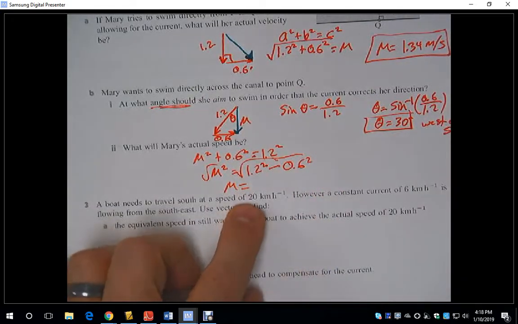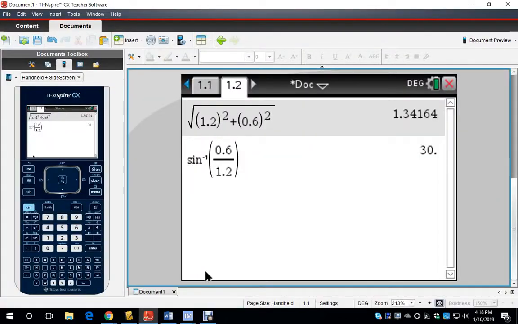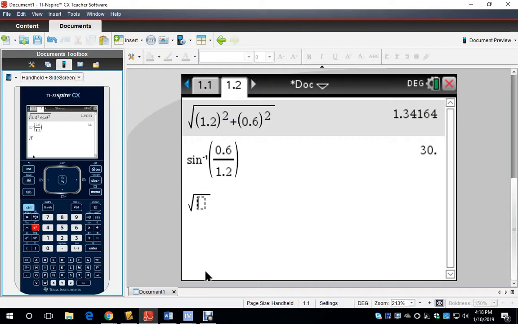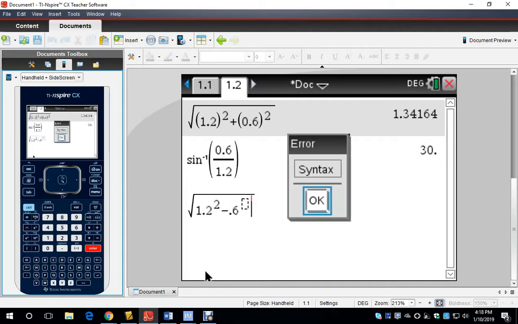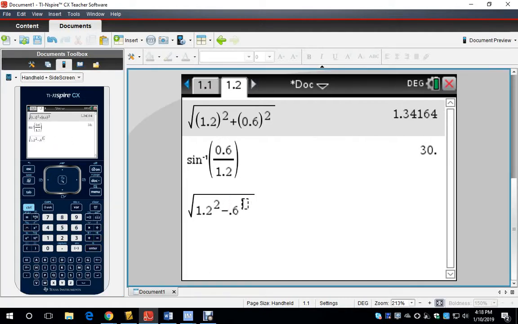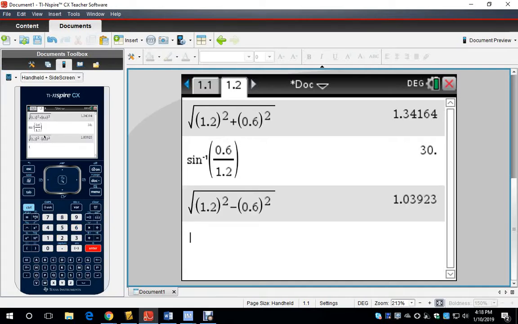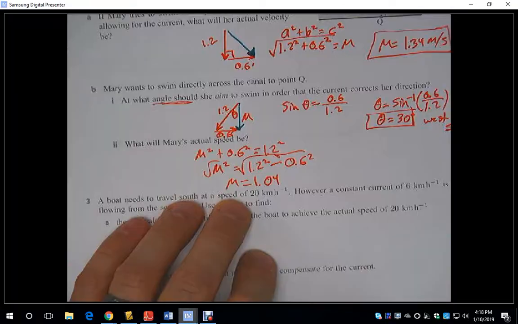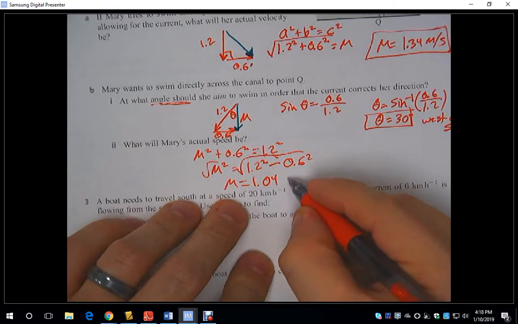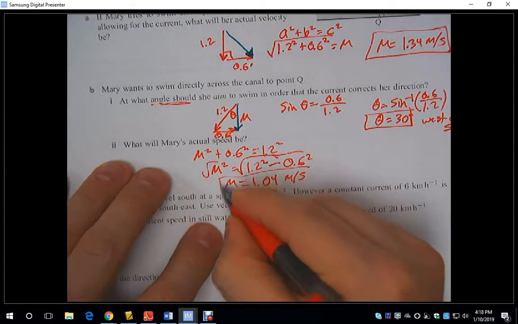Then I'm going to take the square root of both sides, and that will tell me my magnitude. I'm just going to throw this into my calculator: the square root of 1.2 squared minus 0.6 squared. Shoot, I went too fast. And that gives me 1.04. So my magnitude is 1.04 meters per second.